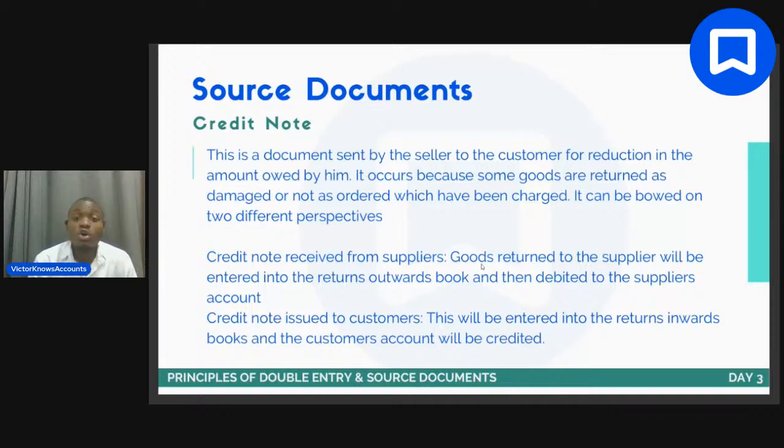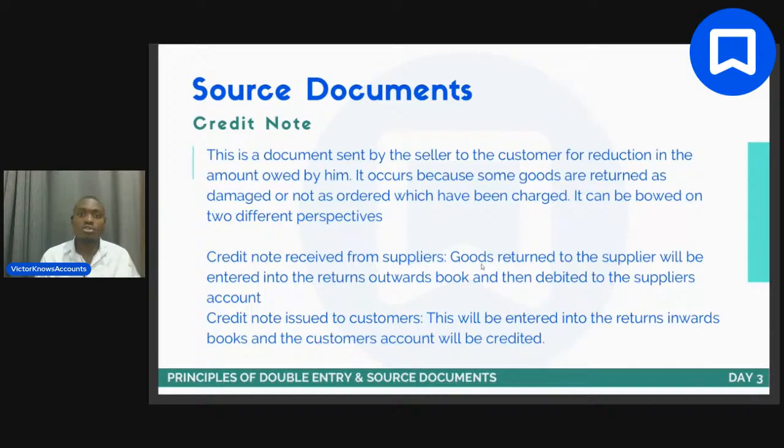Now, it majorly occurs because some goods are returned as damaged or not as ordered, which have been charged. Then it can be viewed in two different perspectives. So you understand what a credit note is. The seller issues a credit note to the buyer to communicate to the buyer that the amount owing has been reduced. And generally, it happens when goods are returned. You know what happens when goods are returned now.